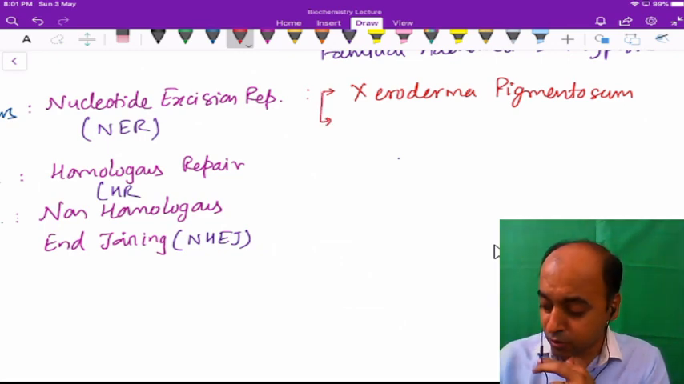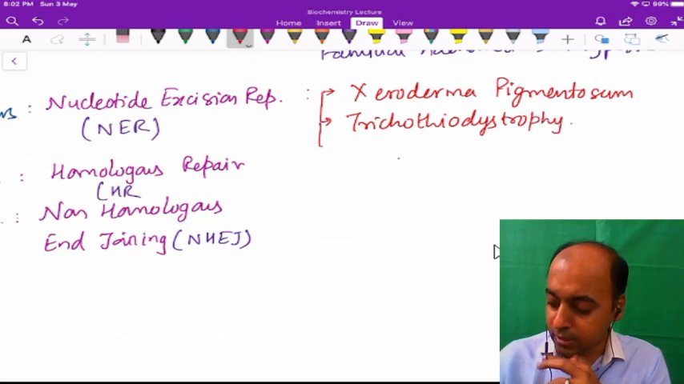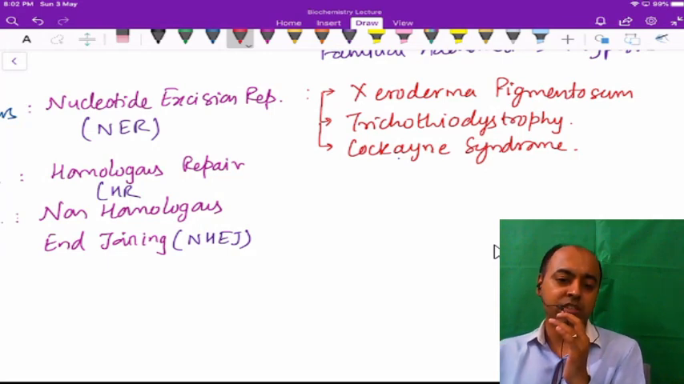We also have what is known as trichothiodystrophy. And lastly, what is known as Cockayne syndrome. In the spectrum of disorders, all of them have similar presentation, that is photosensitivity and frequent skin lesions.